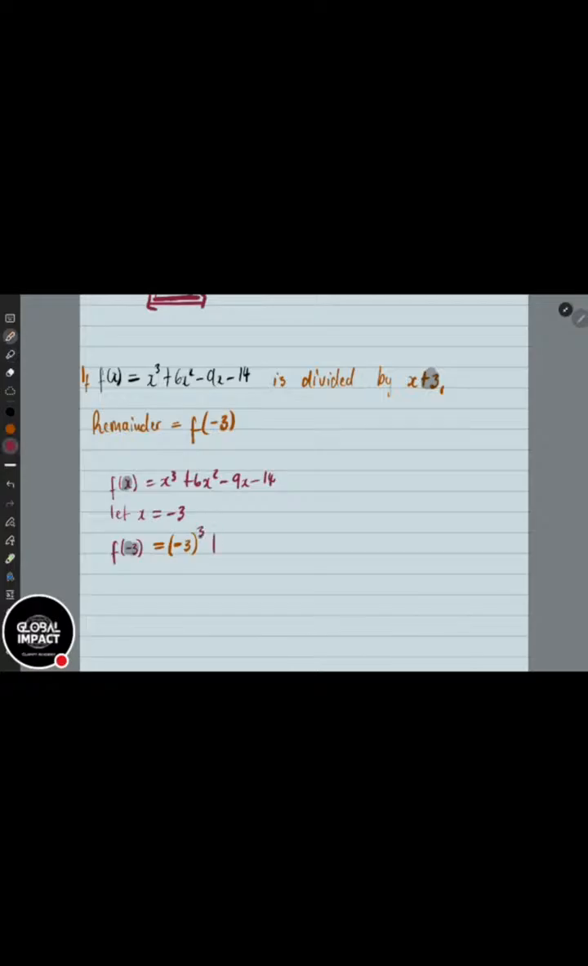So it will be negative 3 cubed plus 6 by negative 3 squared minus 9 by negative 3 minus 14. This is going to be negative 27. Then negative 3 squared, that's 9, so it will be plus 6 by 9. Then minus 9 by minus 3, that's plus 27. That's minus 14 now, which becomes negative 27, and positive 27 will cancel. Then here you get 54 minus 14, you get 40.